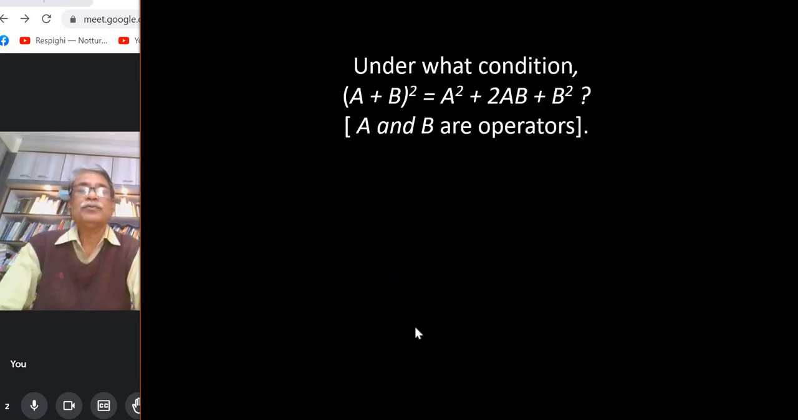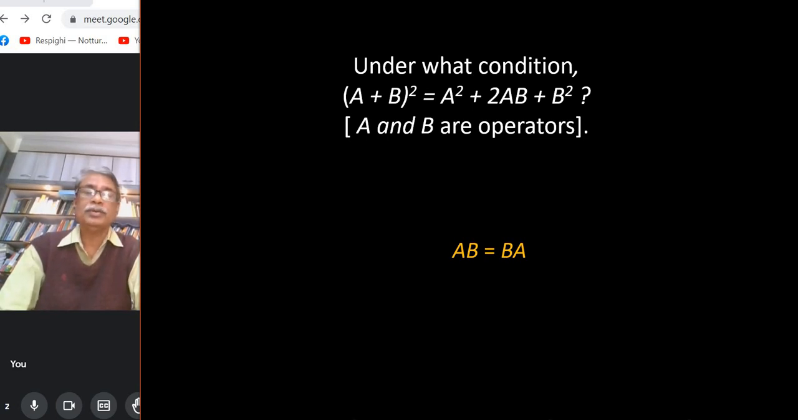Well, another question from operator algebra: under what condition is (A+B) squared equal to A squared plus 2AB plus B squared? Simply an algebraic formula, it looks like that, but there is a condition. The answer is AB has to be equal to BA, that means A and B have to commute with each other.